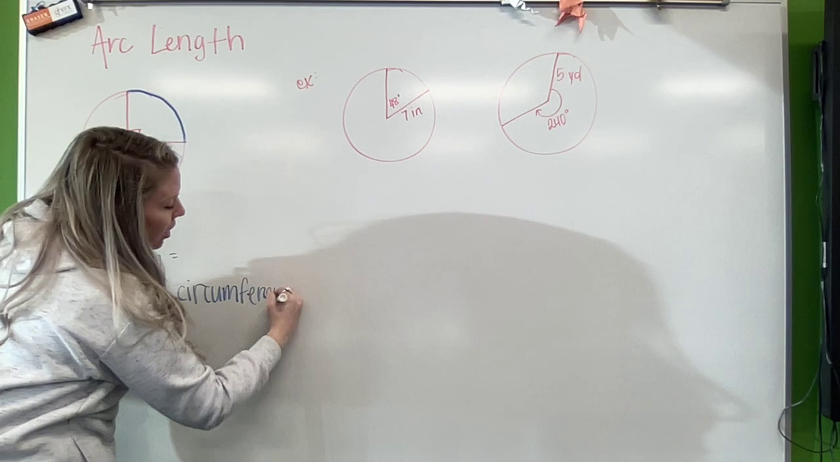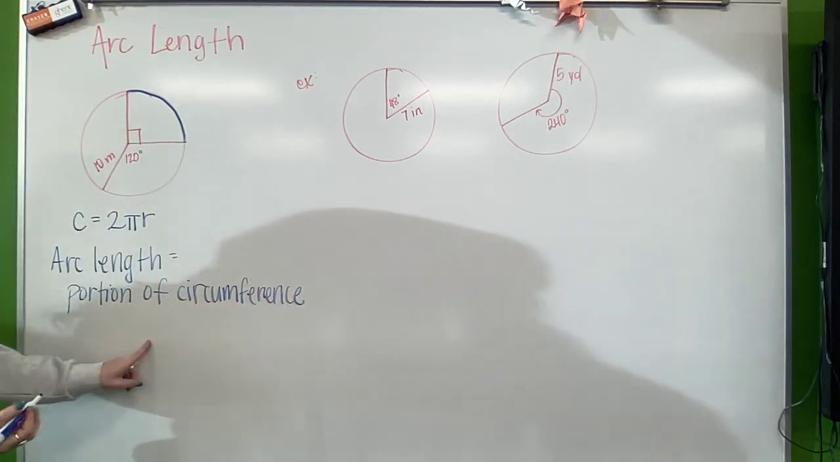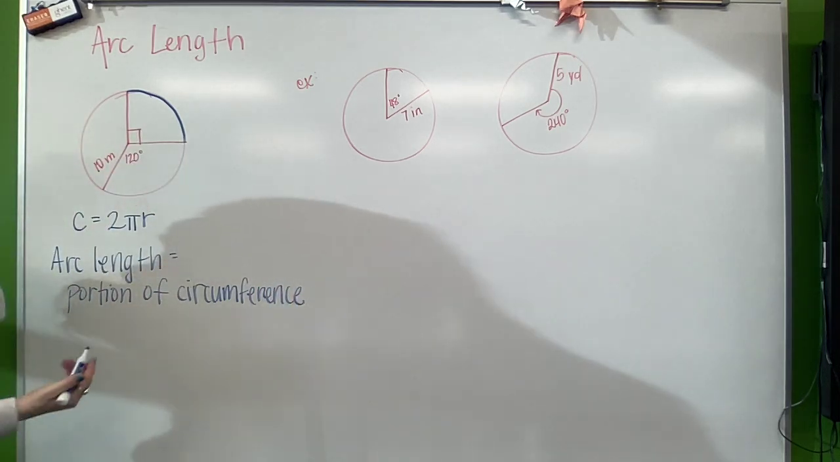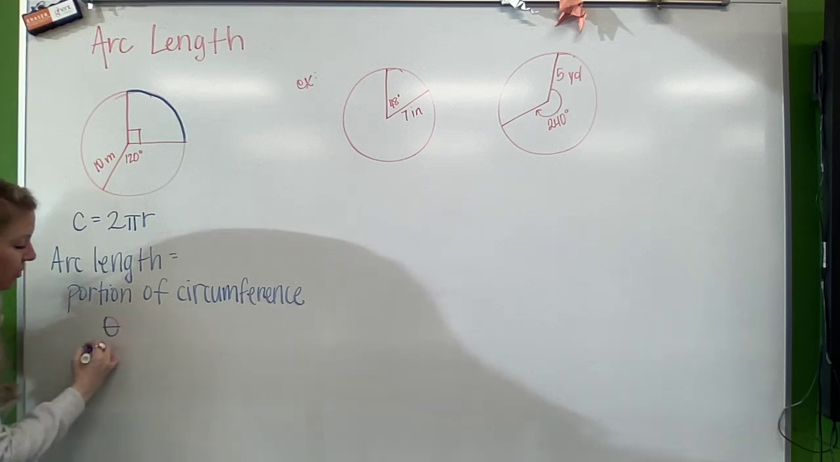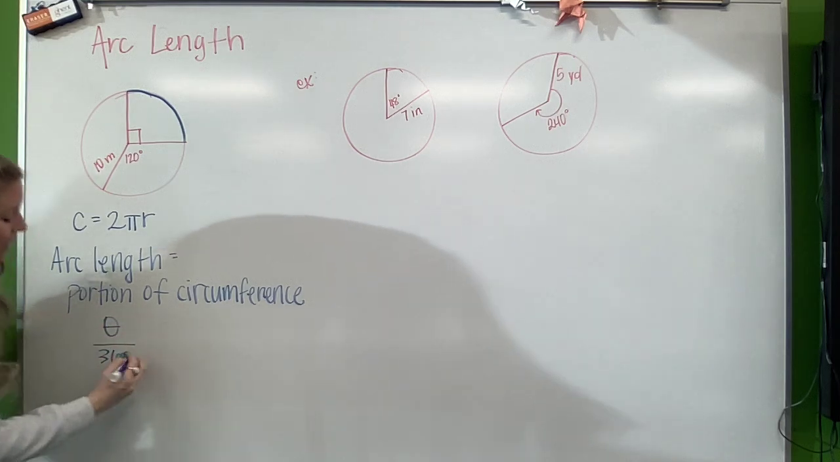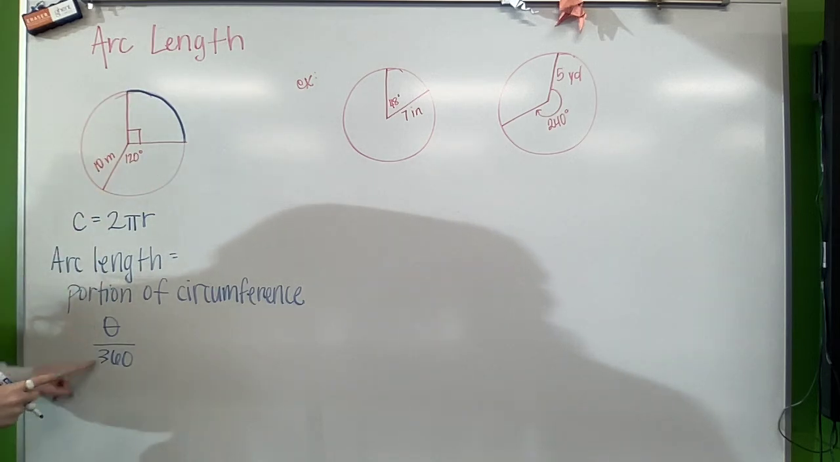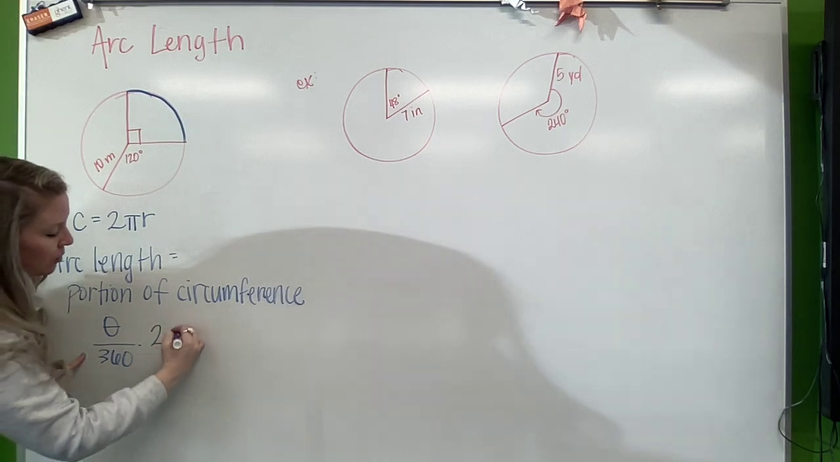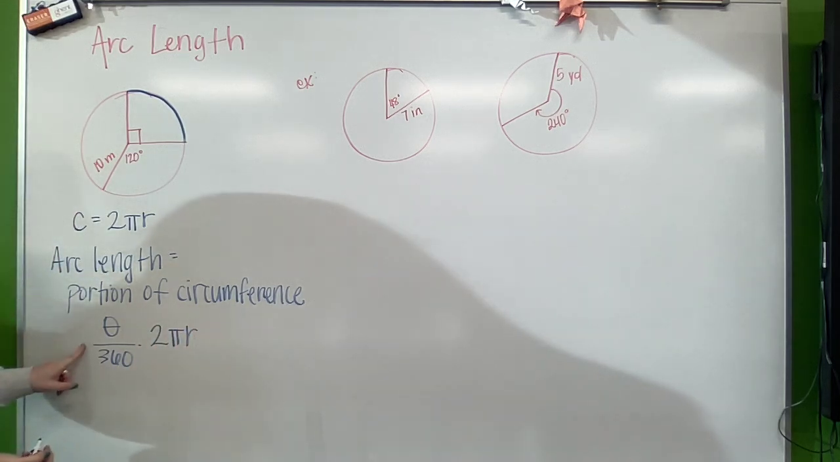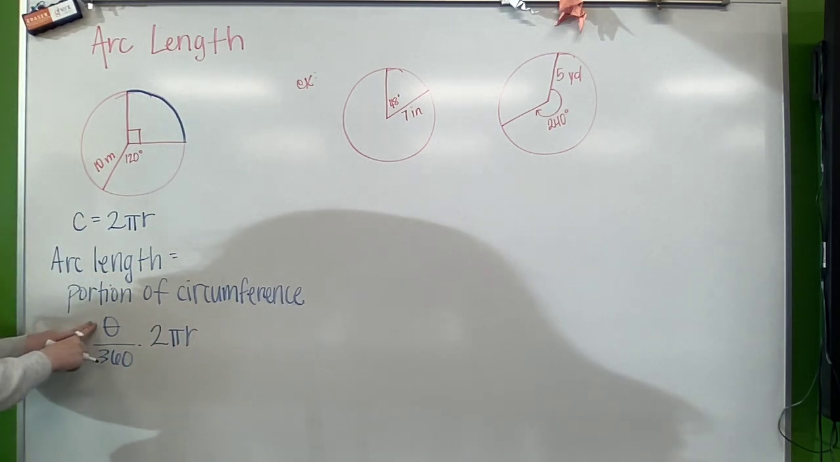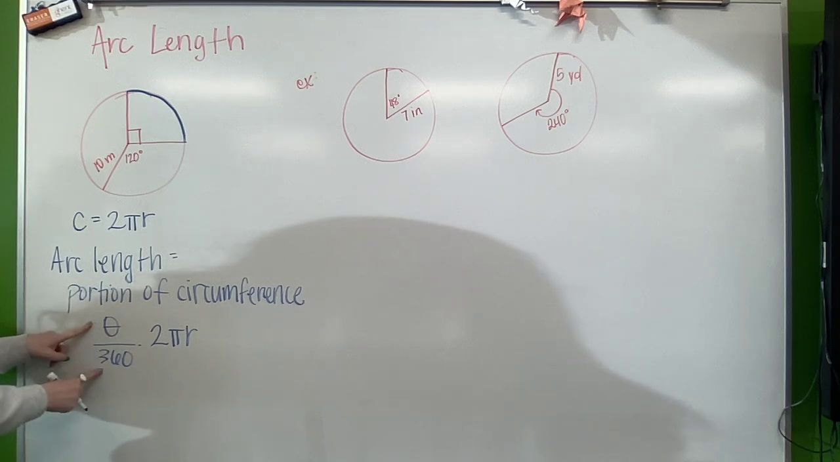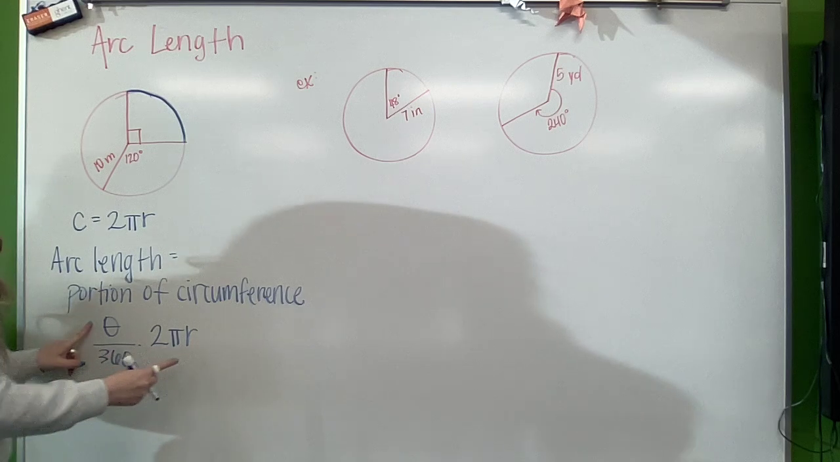What piece are we looking for? The cool thing is there's a nice little formula here. Depending on the angle that we're given, that angle is part of the full 360, that full circle. That's what's telling us what part of the circumference we're dealing with, and then we multiply it by 2 pi r. So whatever your angle of your arc is, so your arc measure over 360 times 2 pi r.